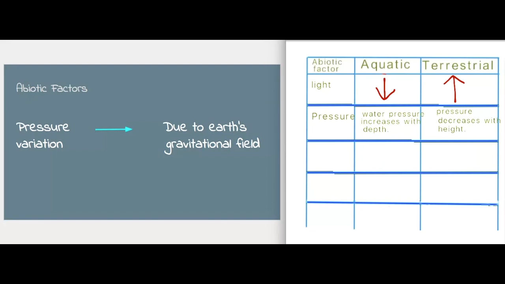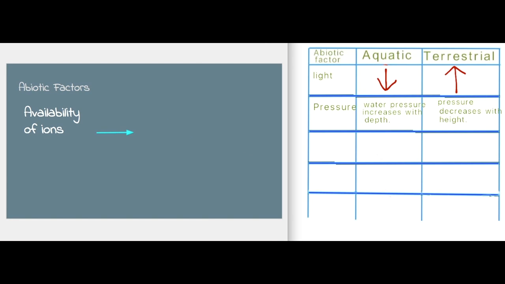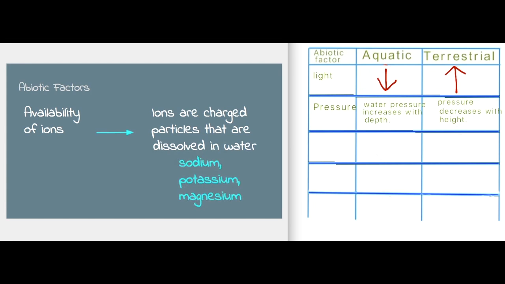The final abiotic factor that we will compare is the availability of ions in an environment. So ions are charged particles that are dissolved in water. So for example, sodium, potassium, and magnesium. Now in aquatic environments, ions are dissolved in the water and are therefore freely available to the organisms. On land, ions can be found in soil, food, and in areas with water.